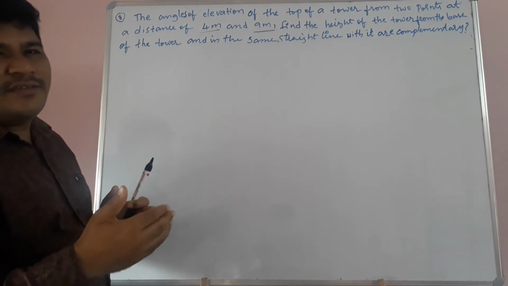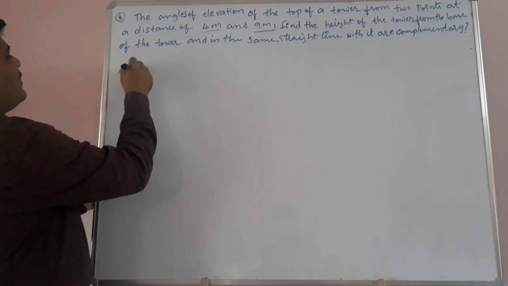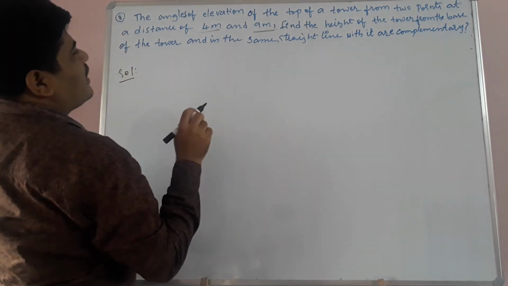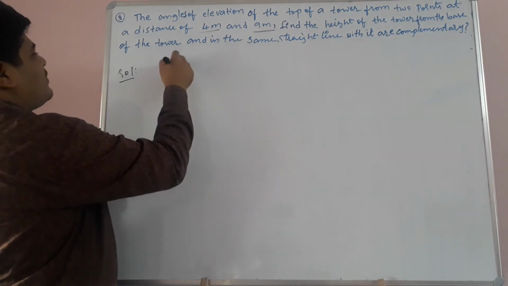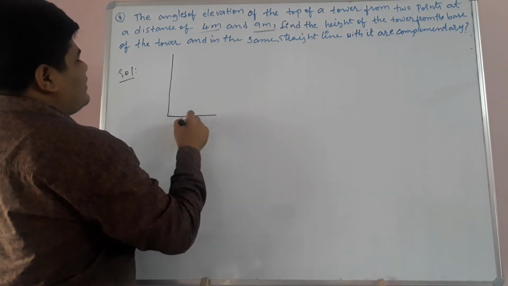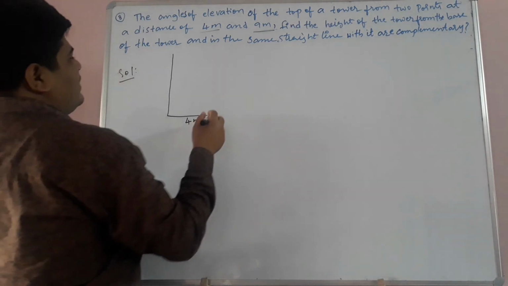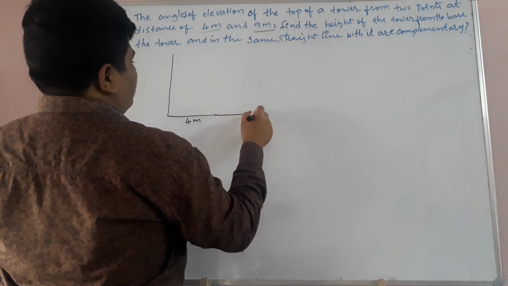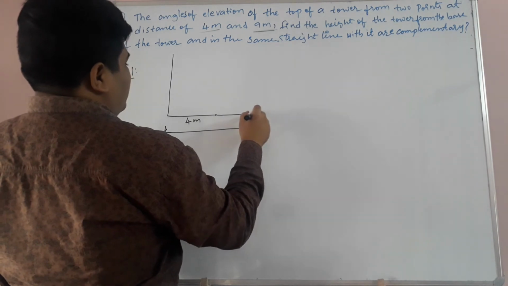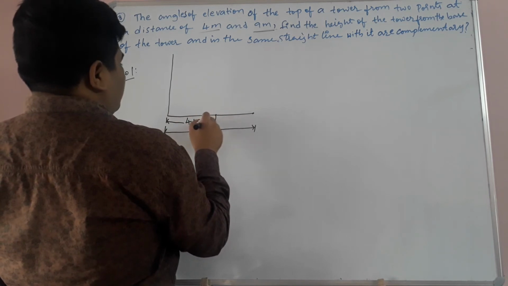If the sum of two angles is 90 degrees, those are said to be complementary angles. So children, like this, the angles of elevation of the top of a tower are measured from two points. This is the tower. From two points, angles of elevation are there. One point is at 4 meters and another point is at 9 meters. From the tower to the second point is 9 meters, and from the tower to the first point is 4 meters.